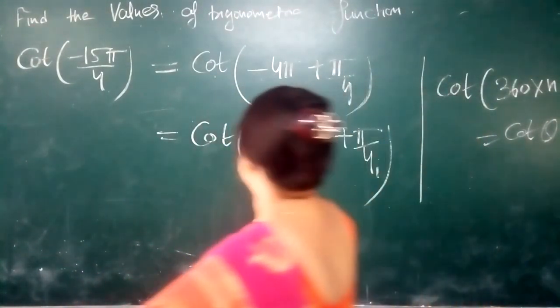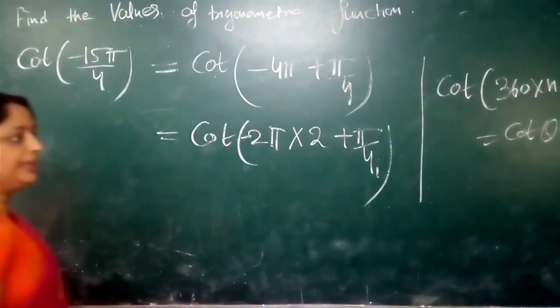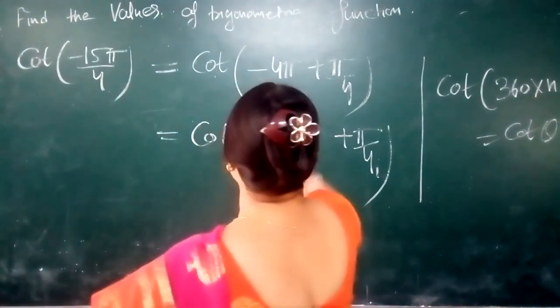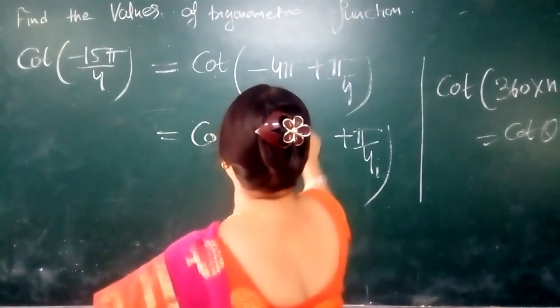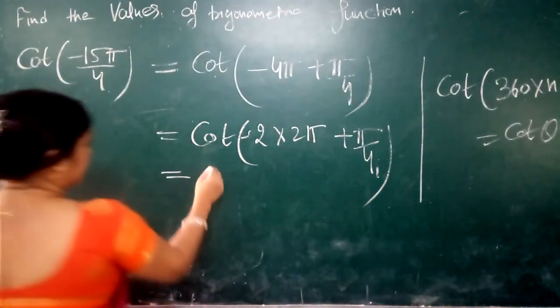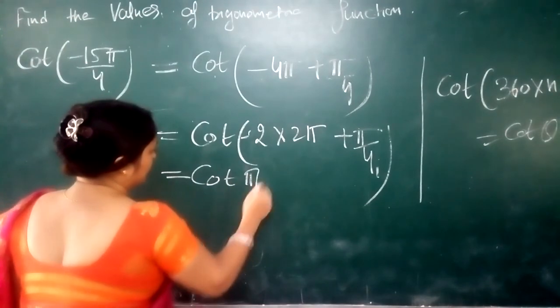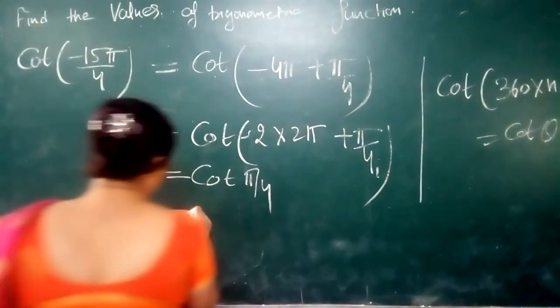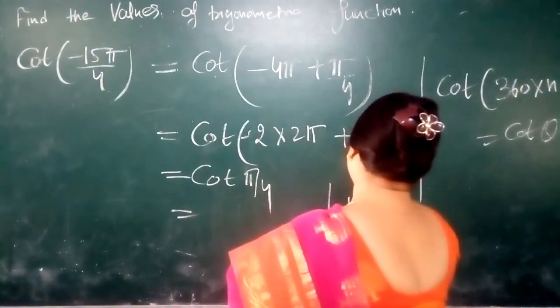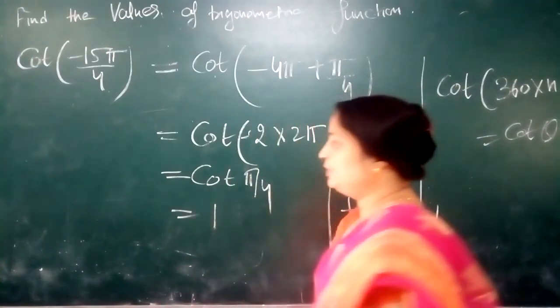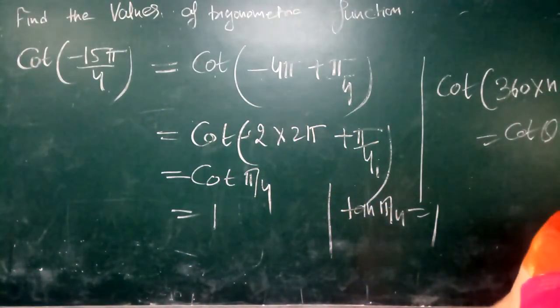Now this is cot of 2 pi into n plus theta. You can write it in this way also, minus 2 into 2 pi, or 2 pi into minus 2. So it is coming here cot theta, cot of pi by 4. What is the value of cot pi by 4? It is the same as the value of tan pi by 4. You know that tan pi by 4 is equal to 1, so the value of cot pi by 4 is 1.